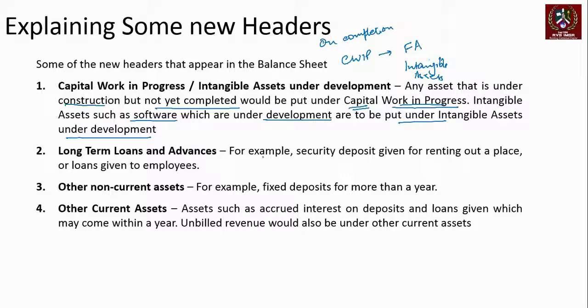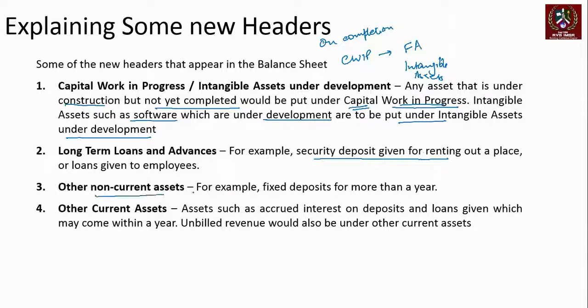The next bit is long-term loans and advances. For example, security deposits that you have given for renting a premise. So if Aisha has taken a premise on rent, that's where the security deposits would come in. Or loans given to employees. If you have given any kind of loans to employees, that would also come in, right? They will repay it, and that's an asset for you.